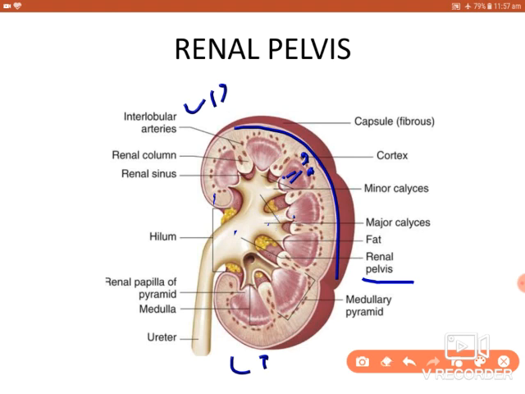So you can see this is the minor calyx. Minor calyx forms the major calyx. The major calyx forms the renal pelvis. The renal pelvis extends from the hilum of the kidney to the level of the lower pole of the kidney. Then it narrows and continues as the ureter.